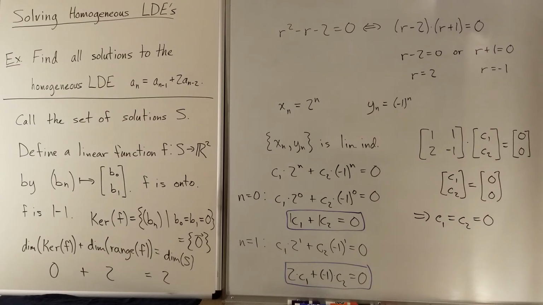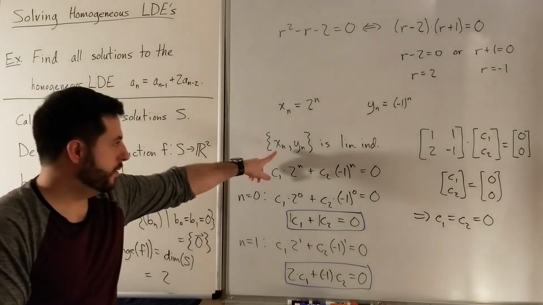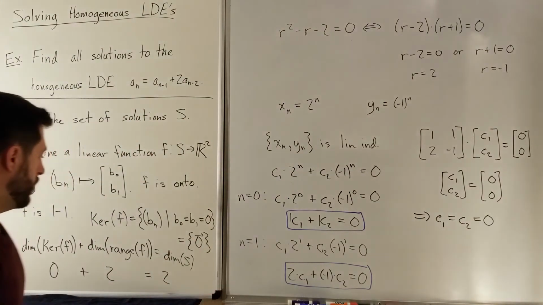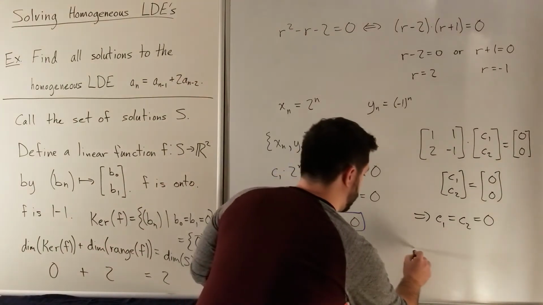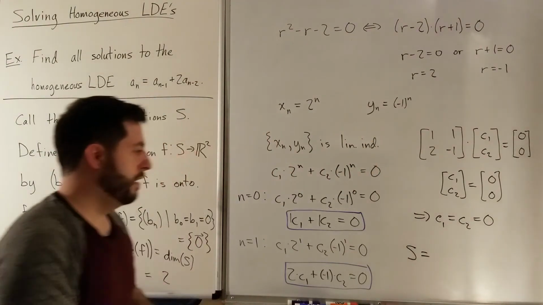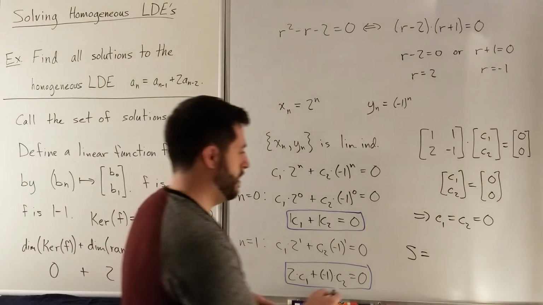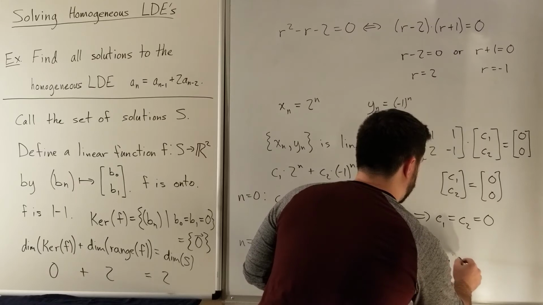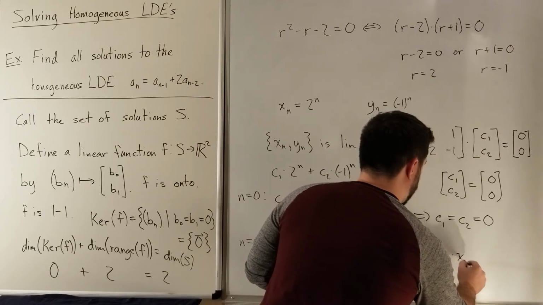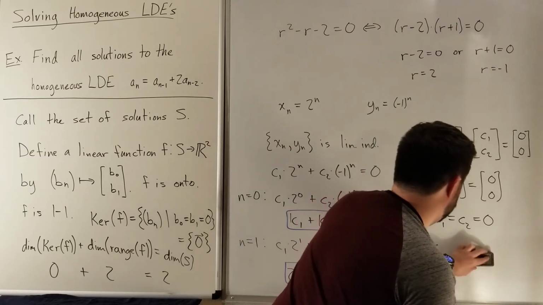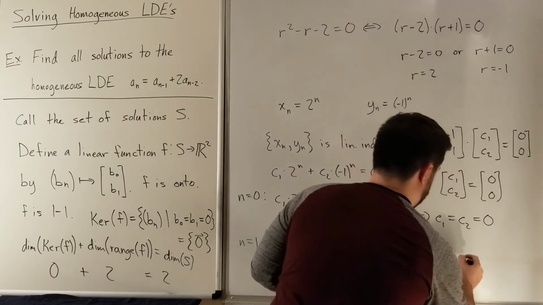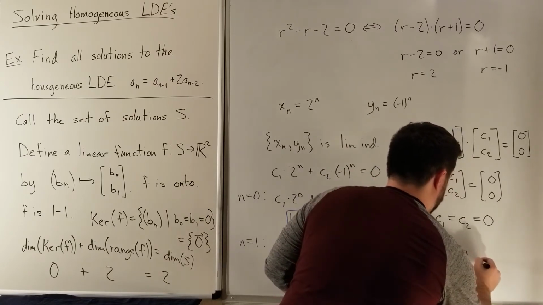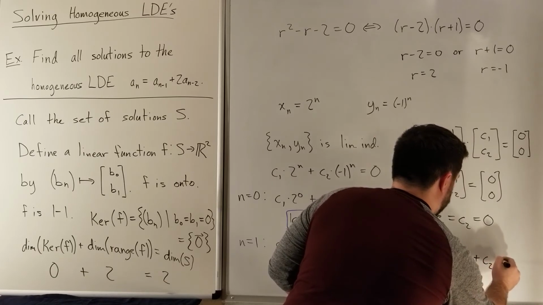Okay, we have a two-dimensional space of solutions. So when we have two independent solutions here, that must form a basis. So S, the set that we're trying to find, must be equal to the set of linear combinations of xn and yn.